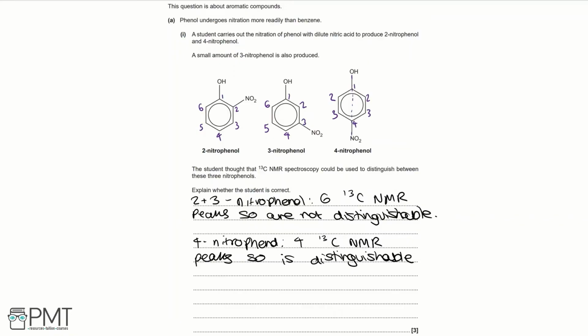To get your 3 marks for this question, you get a mark for saying how many carbon-13 NMR peaks are in 2 and 3-nitrophenol, so 6. You get a mark for saying how many carbon-13 NMR peaks are in 4-nitrophenol, so 4. And you get a mark for saying how you can distinguish between them based on this. So that 2 and 3-nitrophenol aren't distinguishable, but 4-nitrophenol is distinguishable. That gets you the 3rd mark.